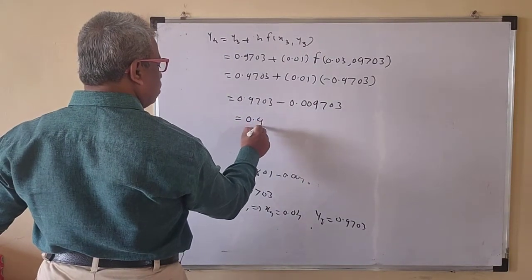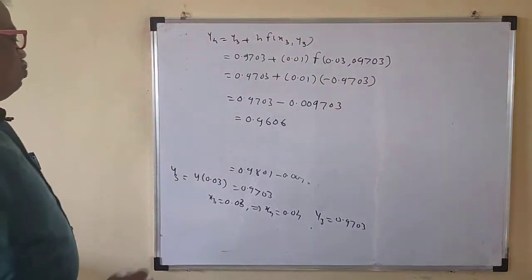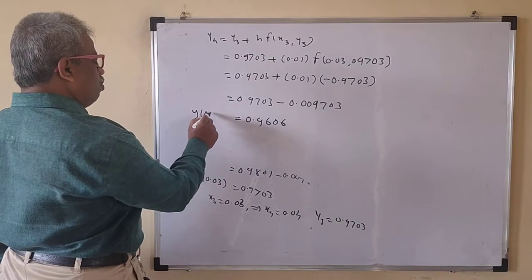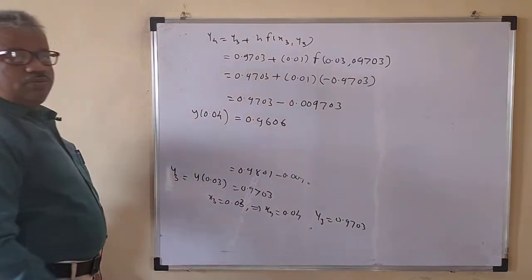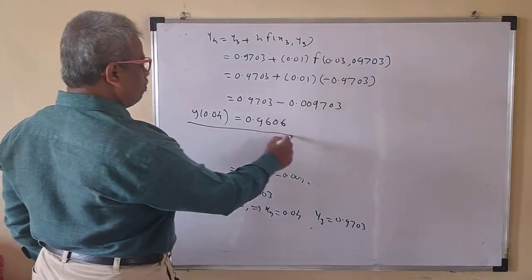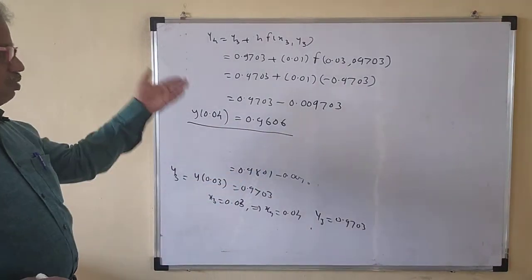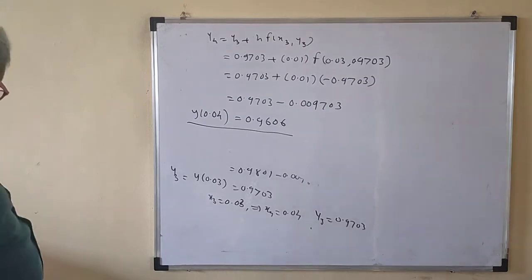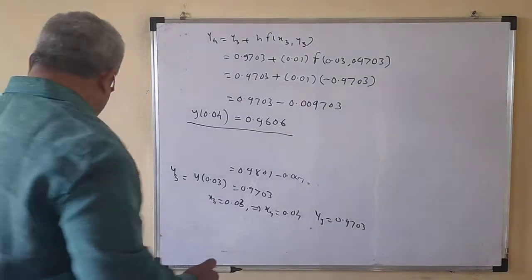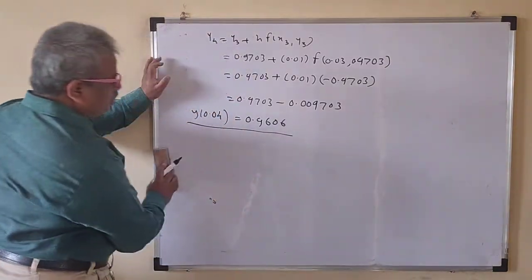And the value of this one is 0.9606. So this is your y of 0.04. Y of 0.04. So this is your answer, and now your problem is over. Okay. If they ask for 0.05, then you have to do one more iteration. Okay. So this is the end of the problem. Okay. So this is your required solution.